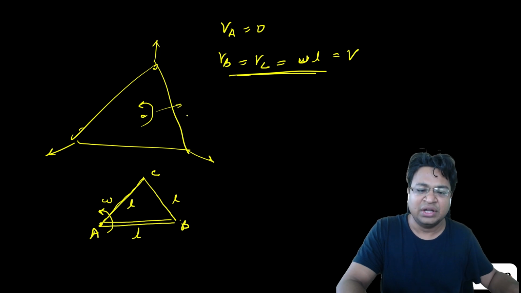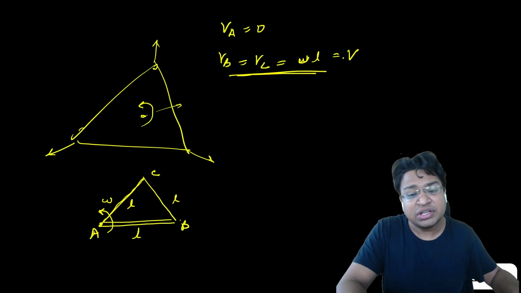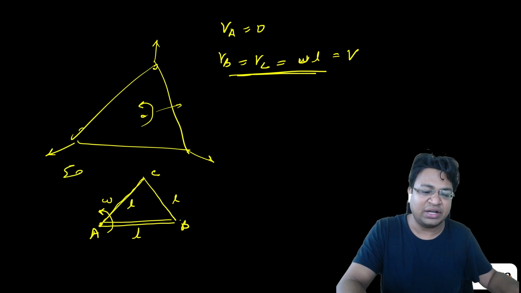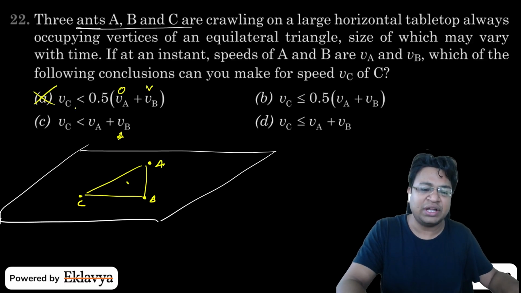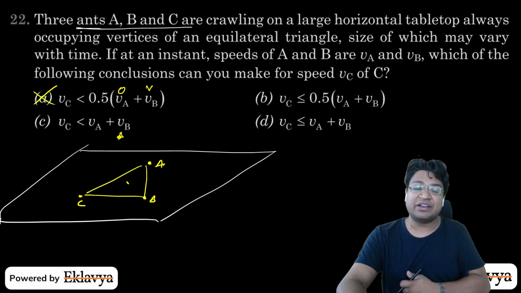Let's give it the name V. So 0 plus V. Okay, so VC should be less than half of V, which is not true. VC is equal to V. It is not half of V. So when I take this example, I find that option A is not true for this particular situation, which basically means that option A cannot be generally true.